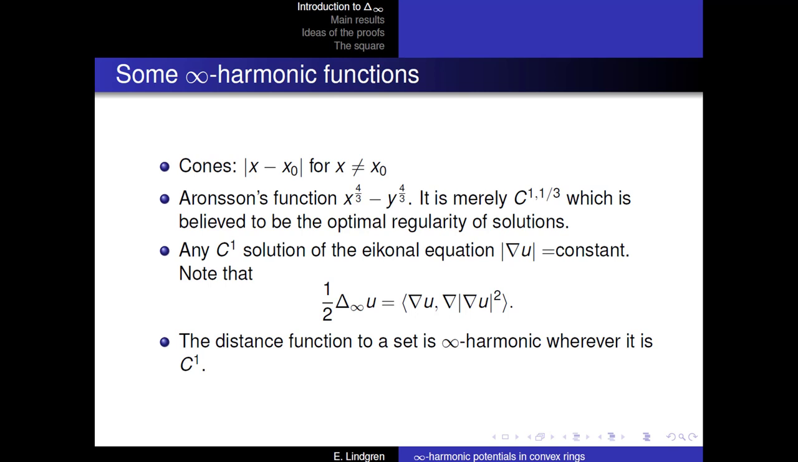Also, if you take any solution of the eikonal equation, so the modulus of the gradient is constant, which is C1, that would be a solution. At least if you have a C2 solution, it's pretty easy to see, and then you can express the infinity Laplacian in this way. If this is constant and you can actually make sense of this formula, it is a solution of the infinity Laplace equation too. So in particular, which is going to be important in the sequel, the distance function to the boundary of a set is a solution wherever it's C1.